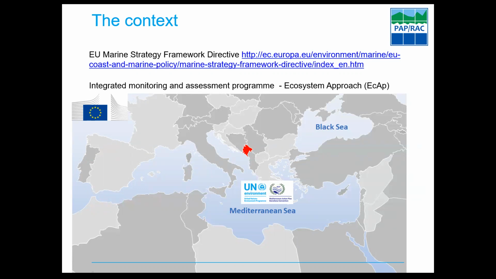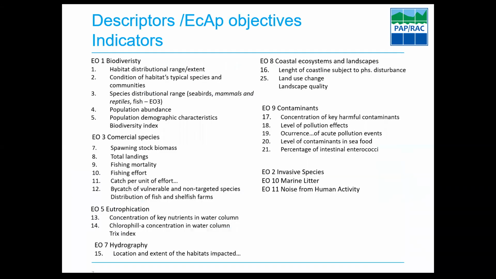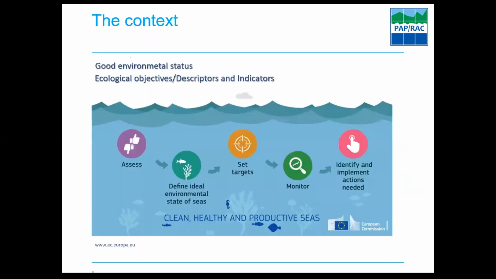This approach, we call it the ecosystem approach, within which we develop this integrated monitoring and assessment program. So these systems, either the directive or this IMAP, are working through 11 ecological objectives or descriptors, and each of them is operated by a number of indicators. So this was our starting point, and the data we started with when developing our methodology.